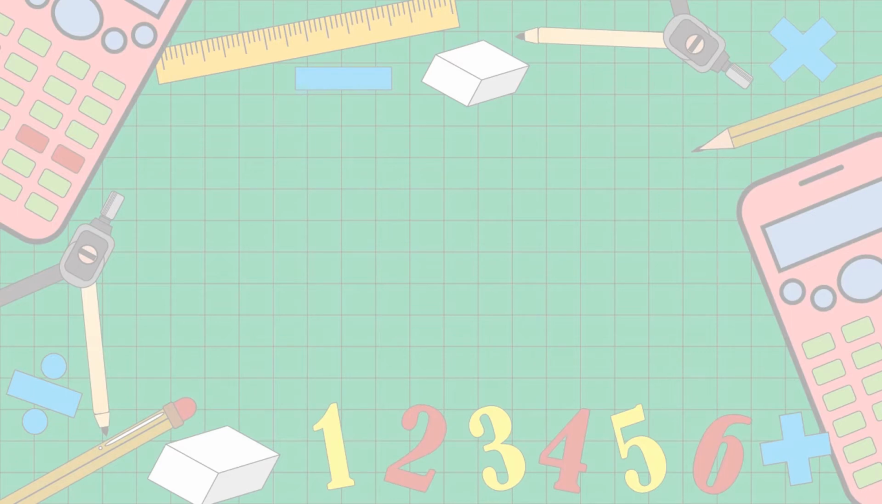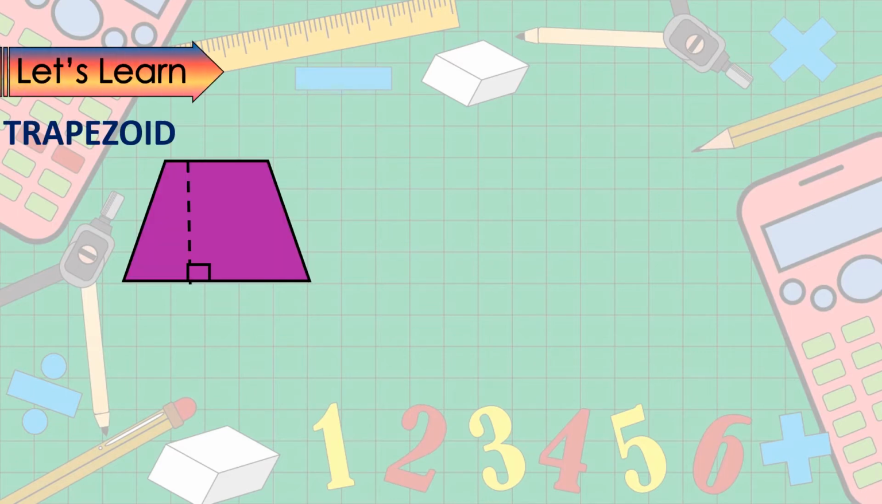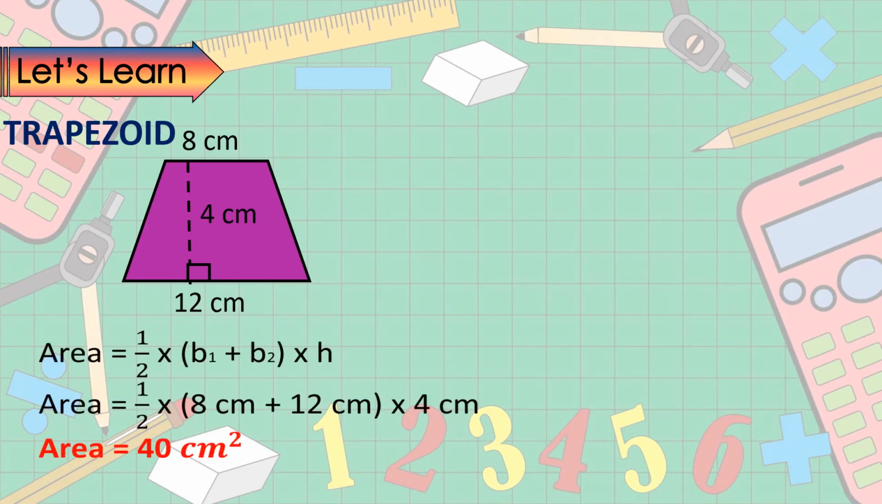Let's have some more geometric figures, and let's have a trapezoid. For the trapezoid, we have a formula in getting the area: 1/2 times B1 plus B2 times your height. What are B1 and B2? If you look at the trapezoid, you will notice that it has different bases. So this base is different from this base. In this trapezoid, B1, or base number 1, is 8 centimeters. And B2, or base 2, is 12 centimeters. Then multiply it by the height, which is 4 centimeters. So this is your height.